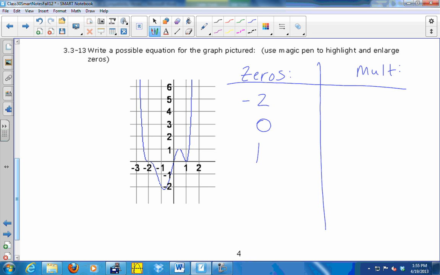And then we're going to put down possible multiplicities. They ask for a possible equation. So we can know something about the multiplicities from the graph, but not everything, right? So any of these x-intercepts look like just a straight line through the 0. Which one? The one at 0. Yeah, it just is a straight line right through the x-axis. So this one we're going to say is multiplicity 1.